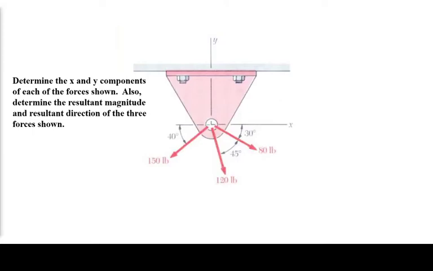Alright, so we're given this problem here. It looks like a bracket's being loaded with three forces. It says determine the x and y components of each of the forces shown. Also determine the resultant magnitude and resultant direction of the three forces shown.